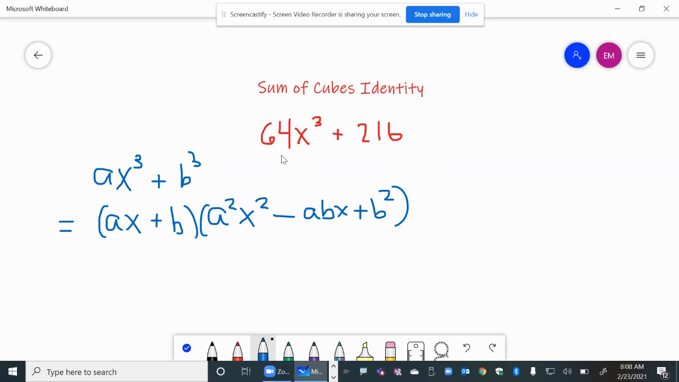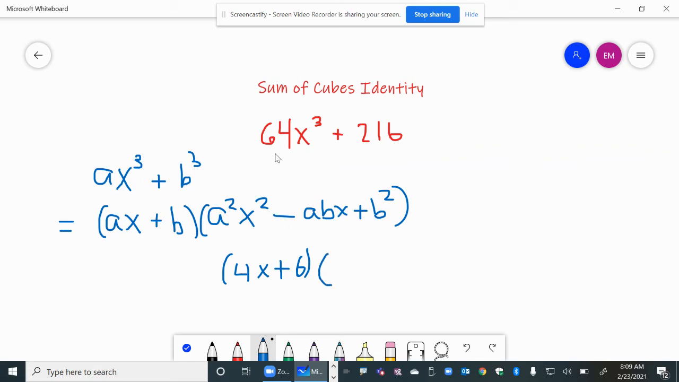64 is a perfect cube of 4. 4 times 4 times 4 is 64. 216 is 6 times 6 times 6. Okay. Now that we know that we have the sum of cubes here, we're going to use the identity. So a right here is going to be 4, because 4 times 4 times 4 is 64. We just want the cube root of 64. We want the cube root of x to the third, which is just x. The cube root of 216 is 6. Okay, that's your first factor.